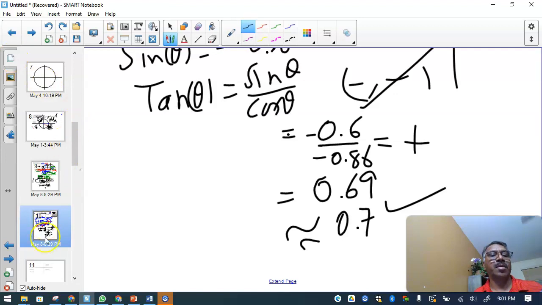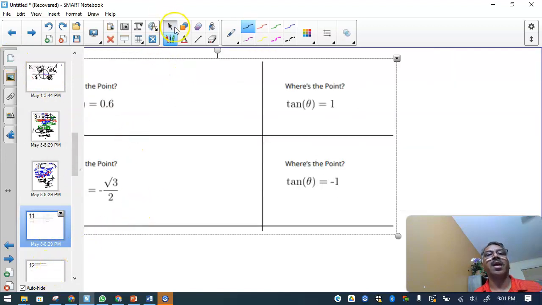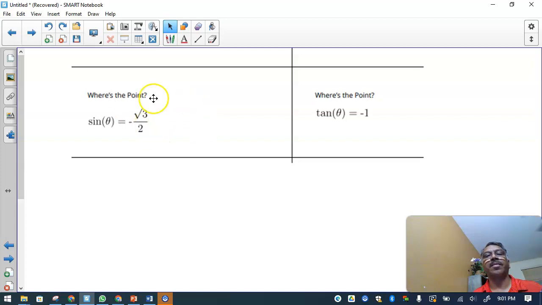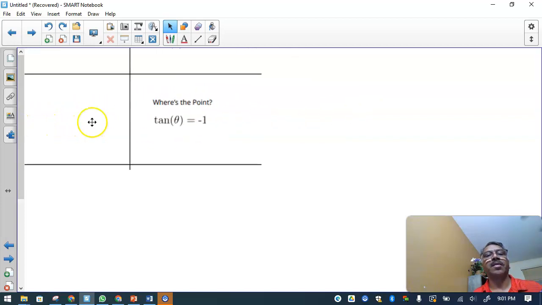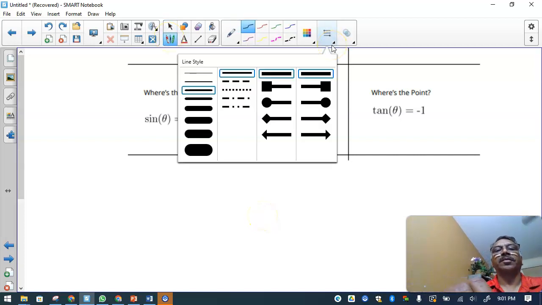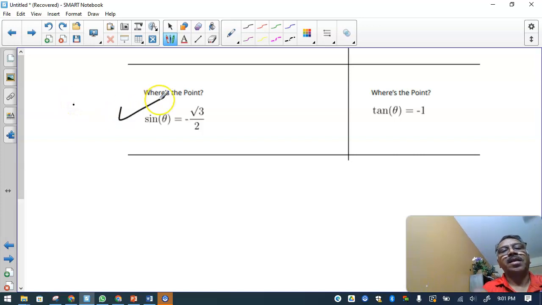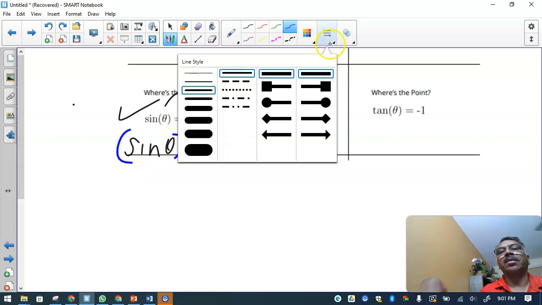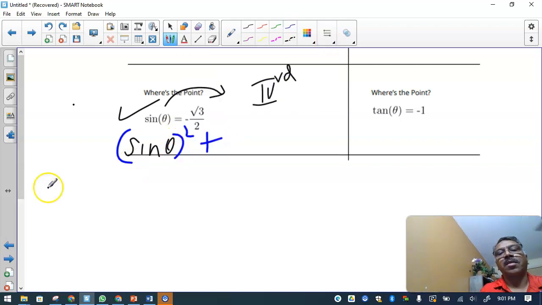Let's see one more. The next one is a little hard. So they gave you, let's see this problem sheet. Okay, let's check this one. So sine is this, but imagine this was given in the fourth quadrant. Let's talk about the fourth quadrant now. If this is given, the idea is the same. Sine theta squared plus cosine theta squared is 1.